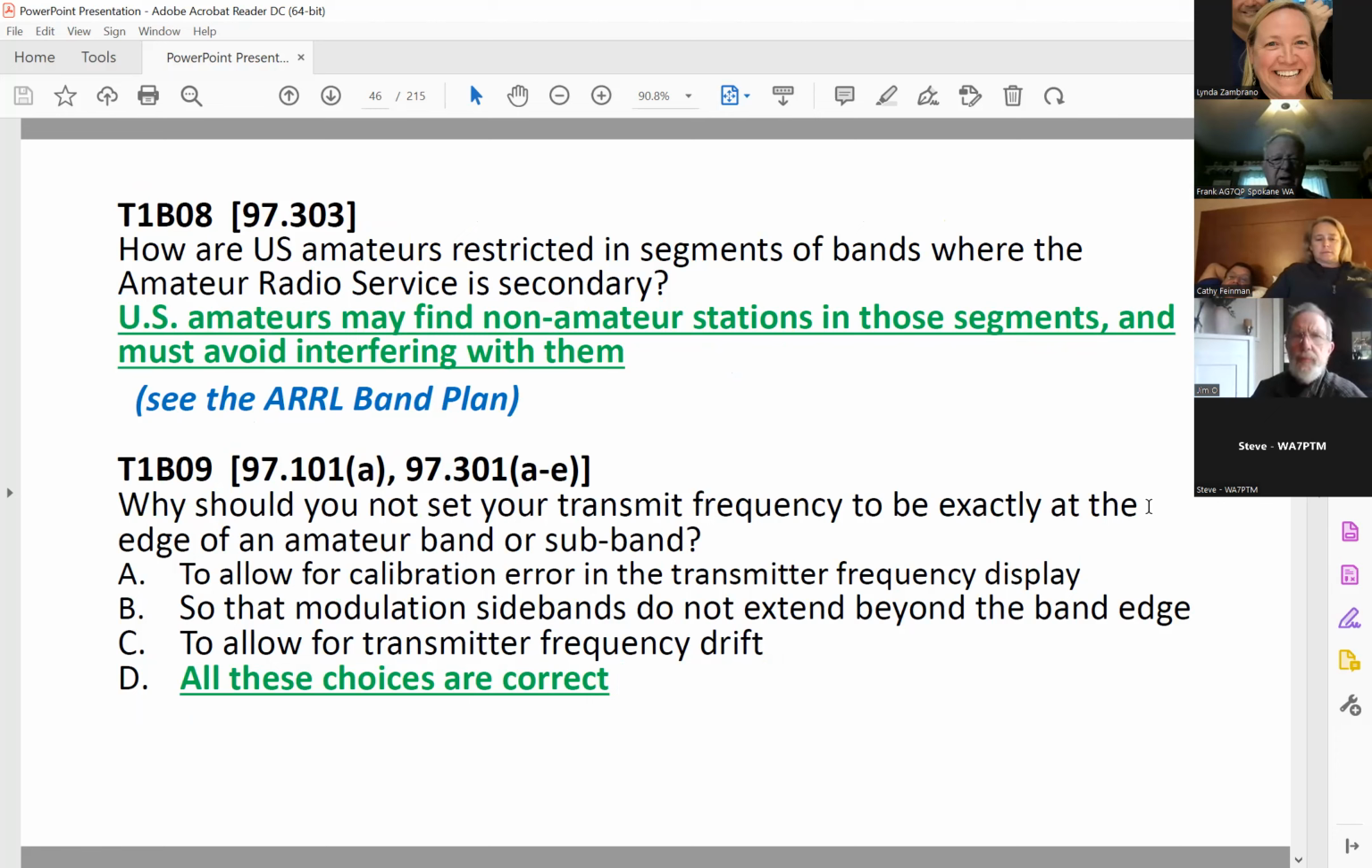Okay, why should you not set your transmit frequency to be exactly at the edge of an amateur band or subband? Because it's too close to being out of band. And all the reasons there is correct.